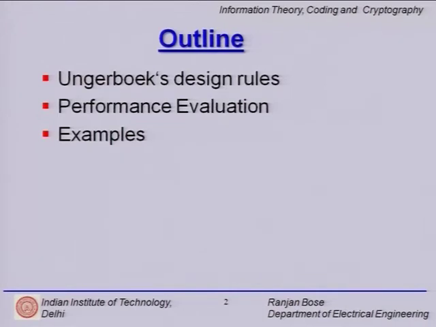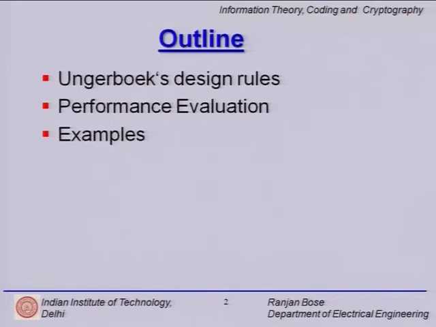Let us start with a brief outline. So, we would primarily cover Ungerboeck's design rules today and understand how we can design very efficient trellis with good distance properties. And then we would spend some time looking at performance evaluation of TCM schemes over additive white Gaussian noise channels. Of course, we will look at some examples along the way.